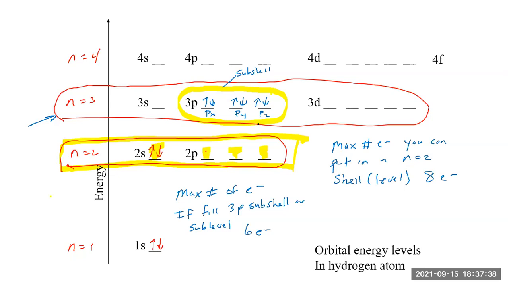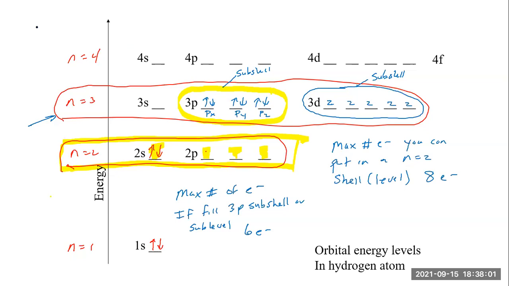Just like this right here, what I'm circling would be the 3d subshell. And again, you could put 2 electrons, 2 electrons, 2 electrons, 2 electrons, 2 electrons, which would fill up with 2, 4, 6, 8, 10 electrons in that particular case.